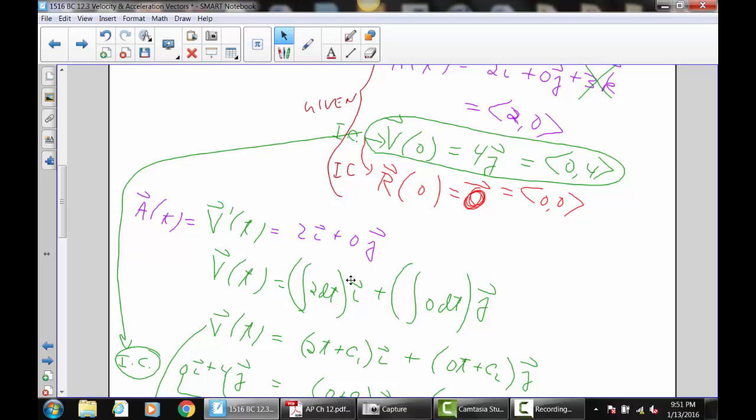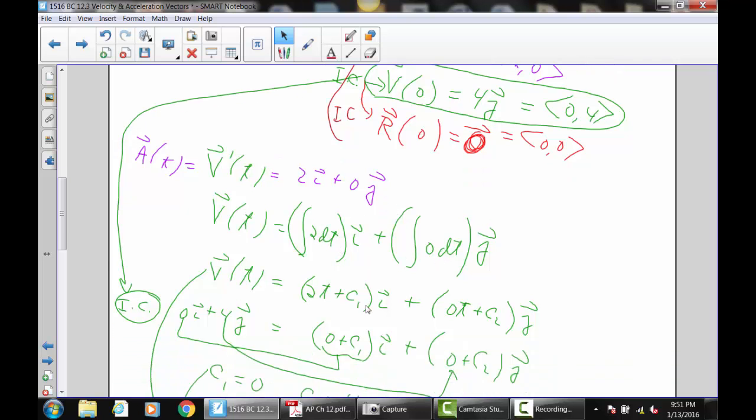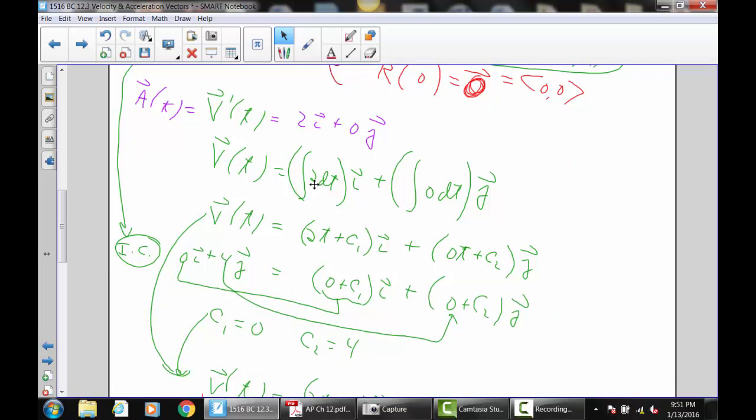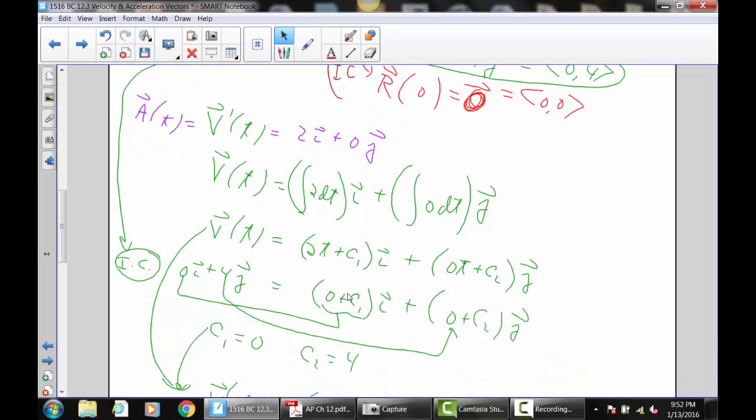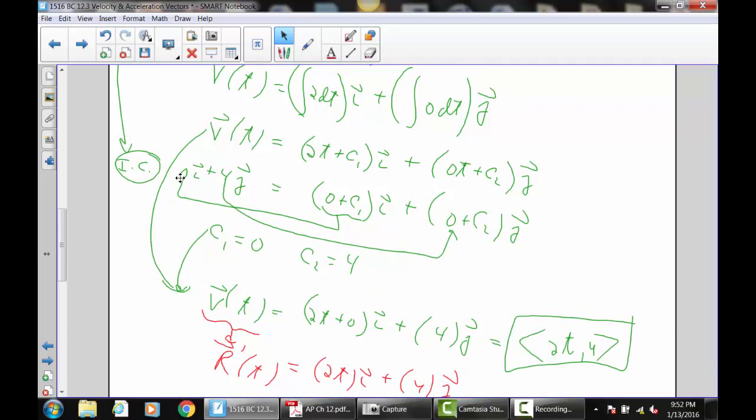Remember, you leave the i and the j on the outside. So I'm integrating 2 dt, and over here, I'm integrating 0 dt. When I integrate 2 dt, I get 2t plus c1, because it's a different c than the other c, and the i on the outside. This is 0t plus c2 and the j on the outside. But they told us the initial condition was that v of 0 equals the vector 0, 4. So I'm supposed to get the vector 0, 4 when I replace these t's by zeros.